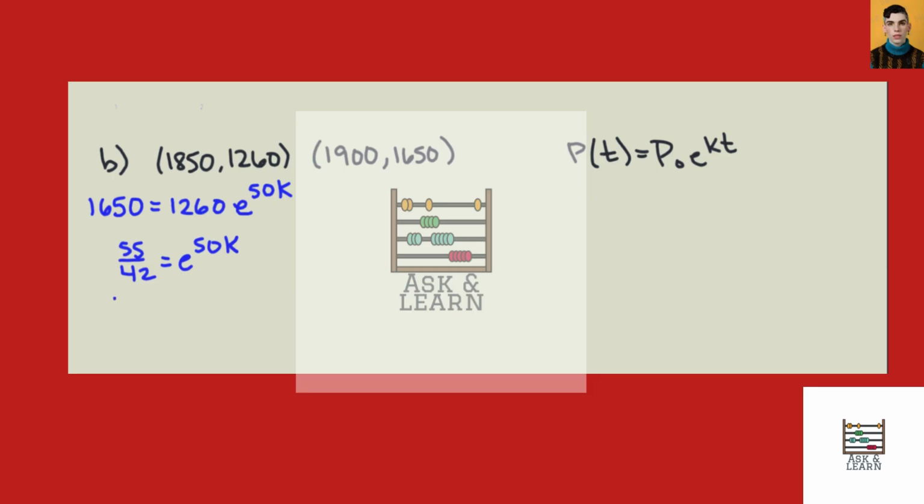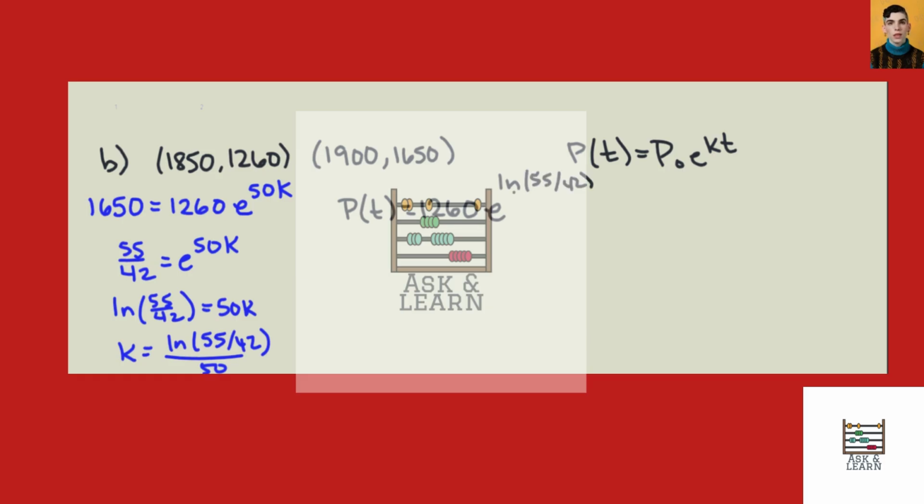Then we take the natural log of both sides, and then we divide both sides by 50. So we have our k, natural log of 55 over 42 divided by 50. Now we substitute that into our model, and we have P of t equals 1260, the population in the year 1850, times e raised to the power natural log of 55 over 42 over 50 times t. That's the model we're going to use for part B, where t equals 0 is the year 1850.